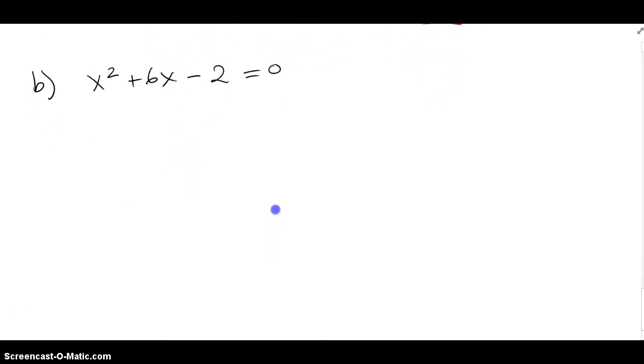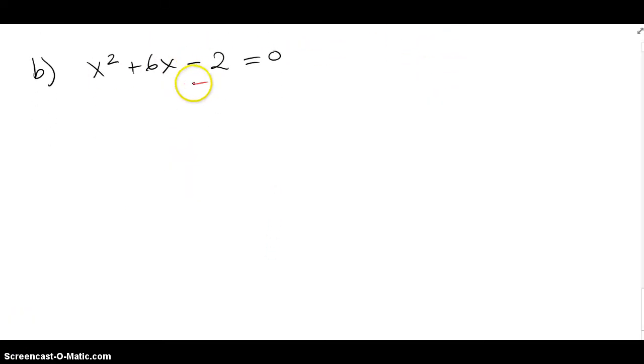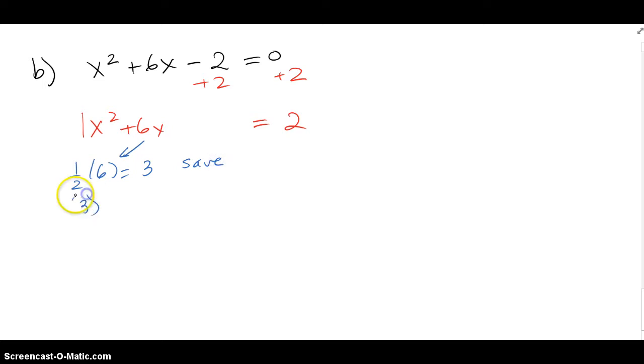Let's solve this by completing the square. So I have it in standard form. I move the constant. I leave some space here. The leading coefficient is 1, so I am ready to do the half business. Half of 6 is 3. Save it. Take it and square it, and that's going to be 9. You're going to now use it. So add 9 to the left, add 9 to the right.